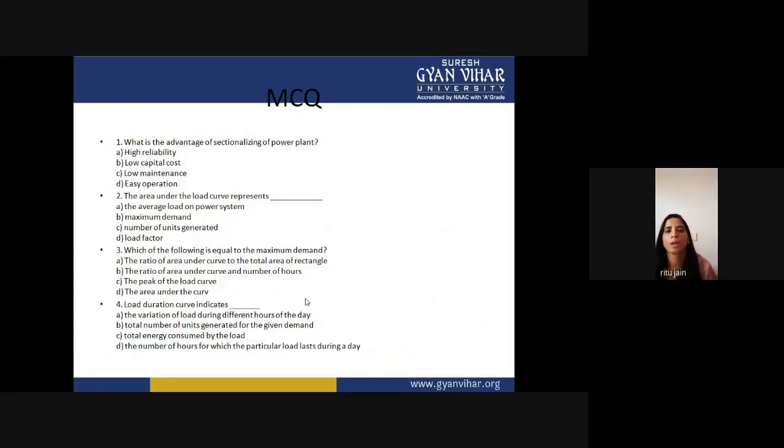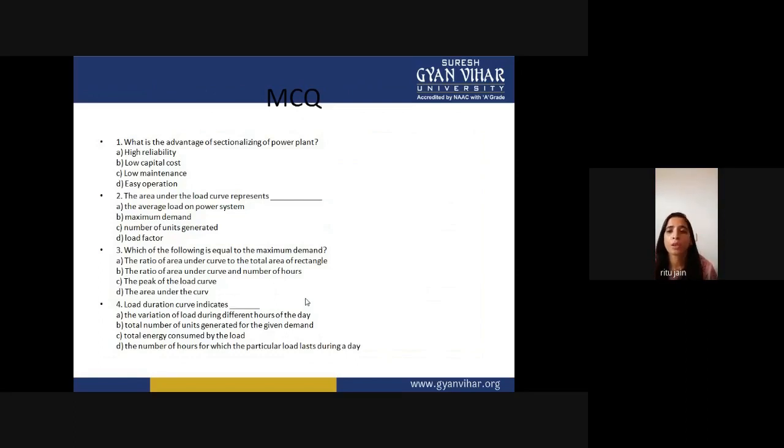Now there are some MCQs based on this lecture, and you can easily solve these questions. First question: what is the advantage of sectionalizing of a power plant? Sectionalizing of a power plant is a must to get highly reliable electricity. So high reliability is the main point for sectionalizing power plants. Next, the area under the load curve represents the number of units generated.